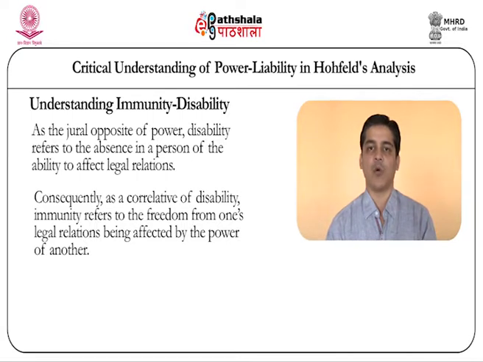That is, when Y had a power to alter the legal relation of X, Y had a power, X had a liability. When Y does not have the power to alter the legal relation of X, X has a disability, Y has an immunity. Best example, Article 16.2, which we already discussed. That is, state is given a disability, state is told that it does not have a power to do something. As a correlative of the disability, every individual, every citizen under the state has been vested with an immunity against any such power.